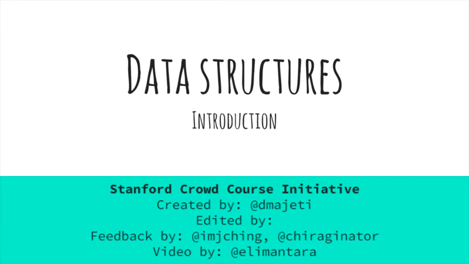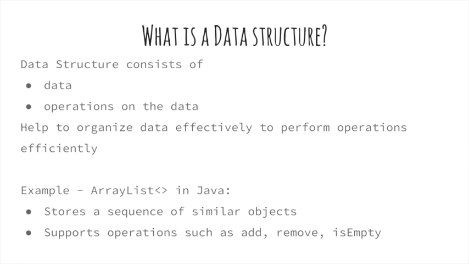In this video, we will cover the absolute essentials of data structures. A data structure is a particular way of storing and organizing information in a computer so that the information can be retrieved and used effectively. A data structure consists of details regarding how the data is stored and the operations that can be performed on the data. For example, an array list in Java is a data structure which helps to store a sequence of similar objects. It supports operations like inserting and removing elements from the list.